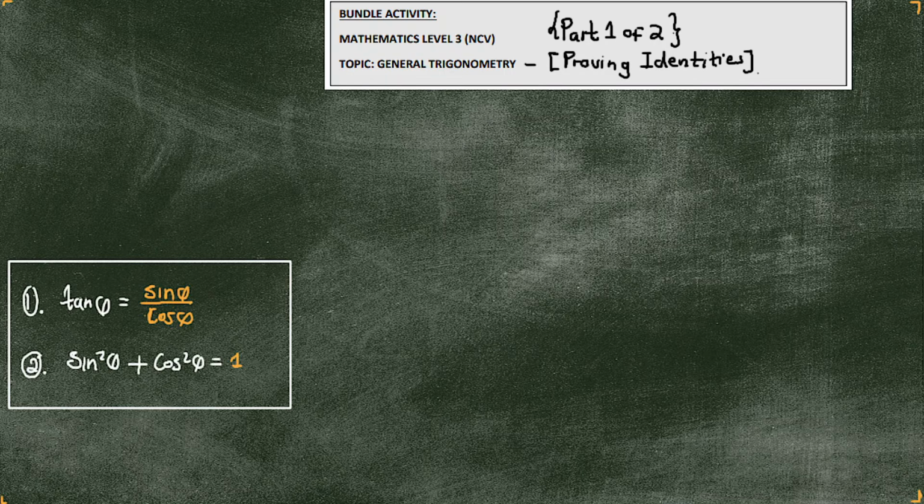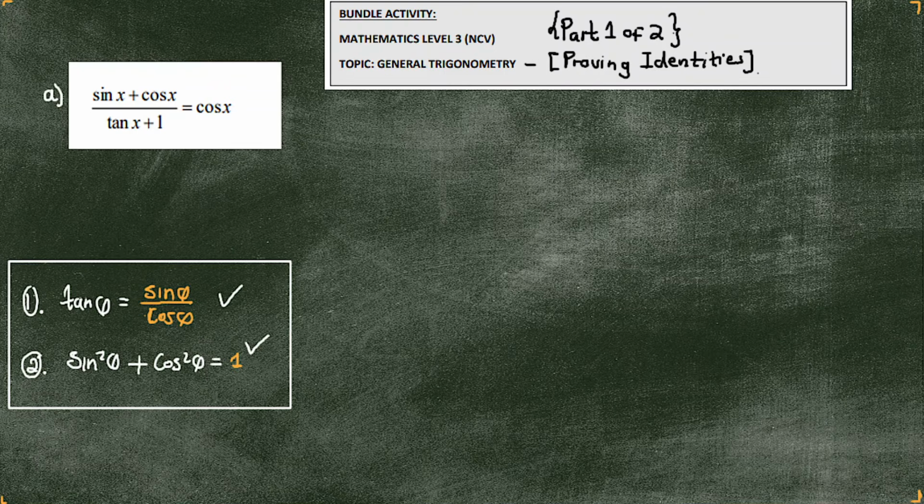Okay, so level 3, we are only dealing with 2 identities. This one being the quotient identity, this one being the squared identity. The first part of the activity, proving identities, has sums starting from A all the way up to H. So we're gonna be answering all those questions.